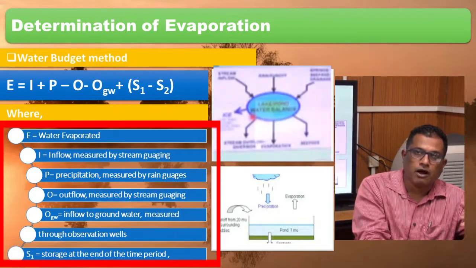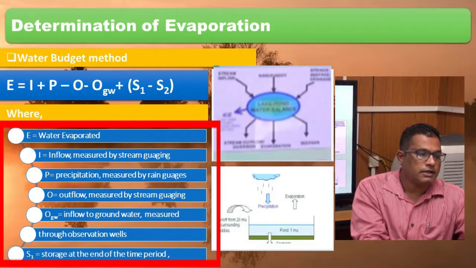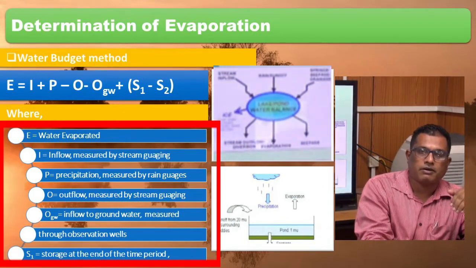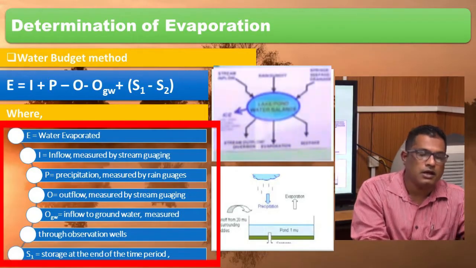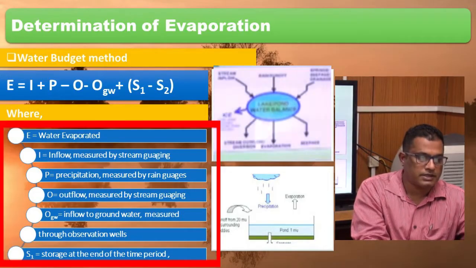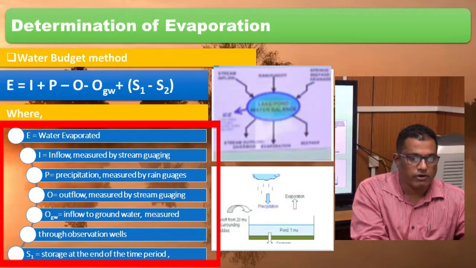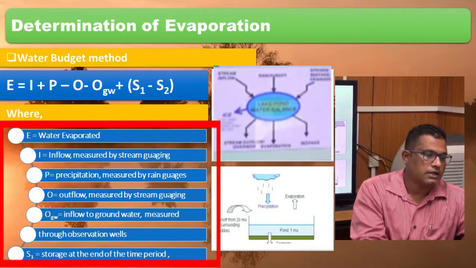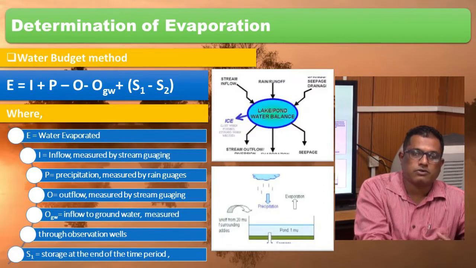That is the water which is going out from the pond, minus the inflow to the groundwater. Some portion of the water would infiltrate through deep percolation into the soil surface, and that we have to deduct, plus the change in storage. At one point of time the storage level was this much, and at some other point of time the storage depth has decreased. This way we can find out the evaporation. This is basically an inflow, outflow, losses equation, and this is called water budgeting.